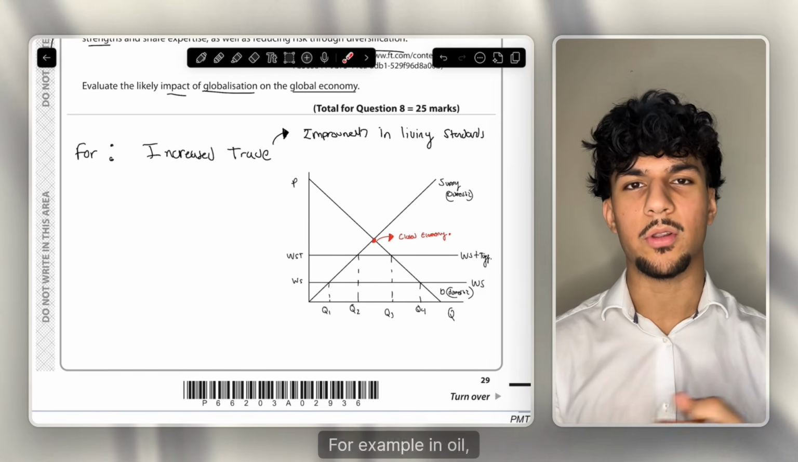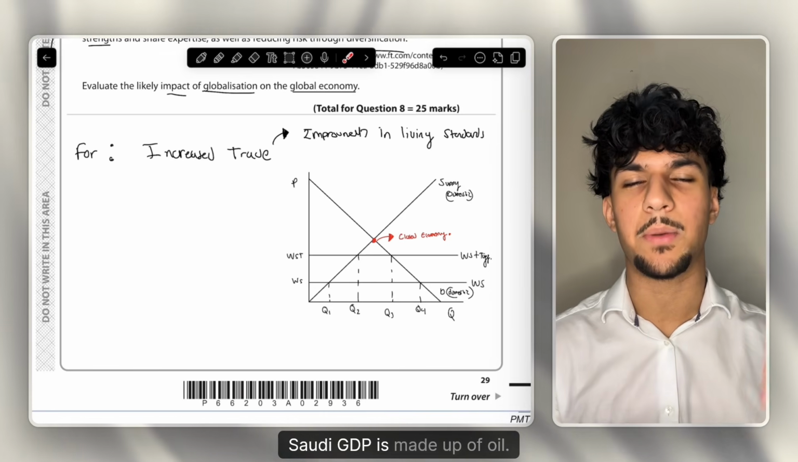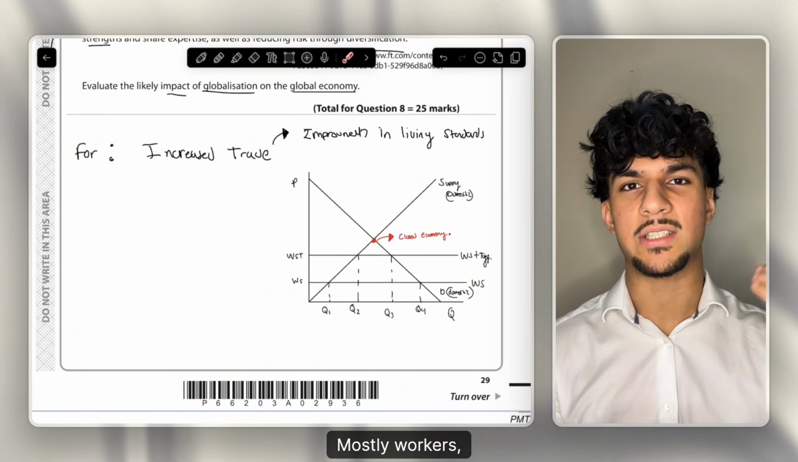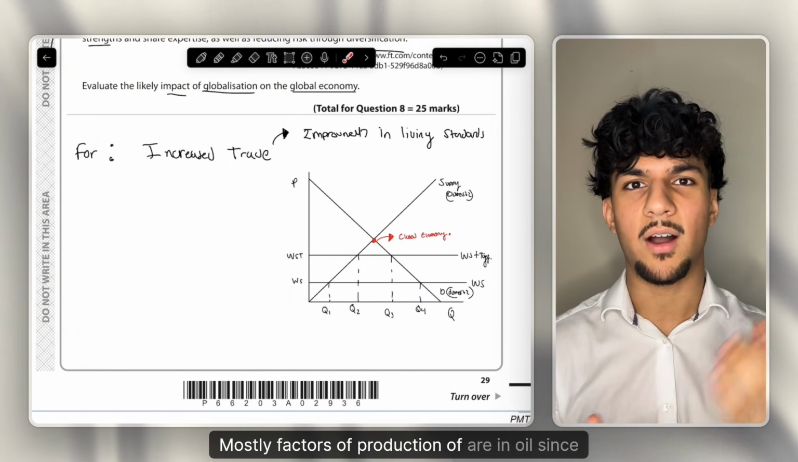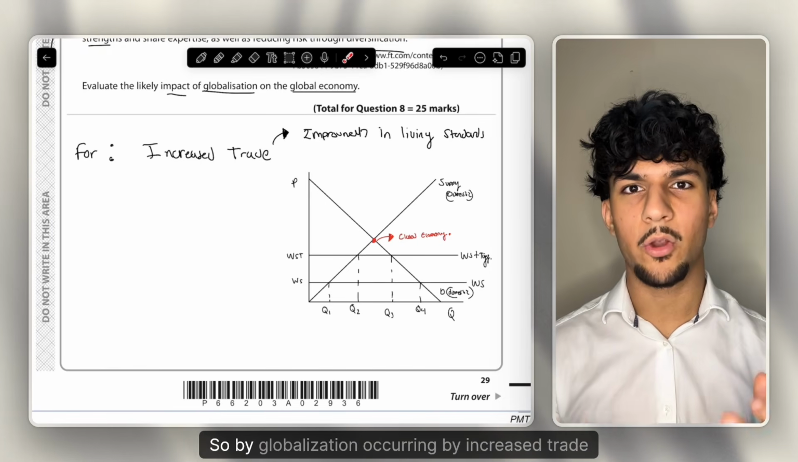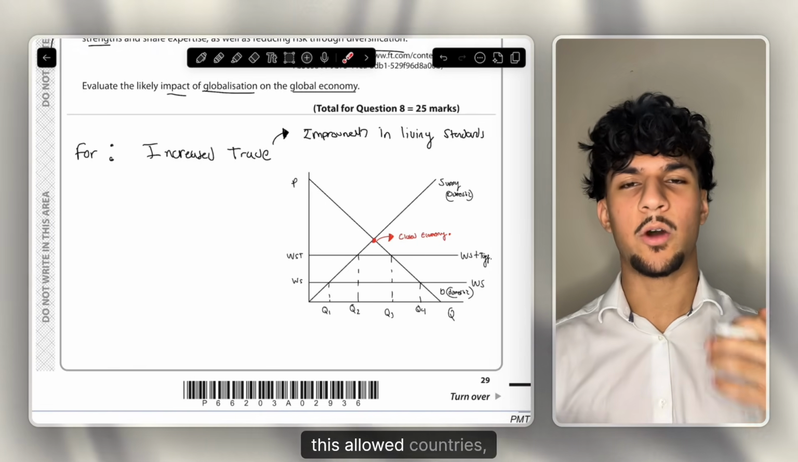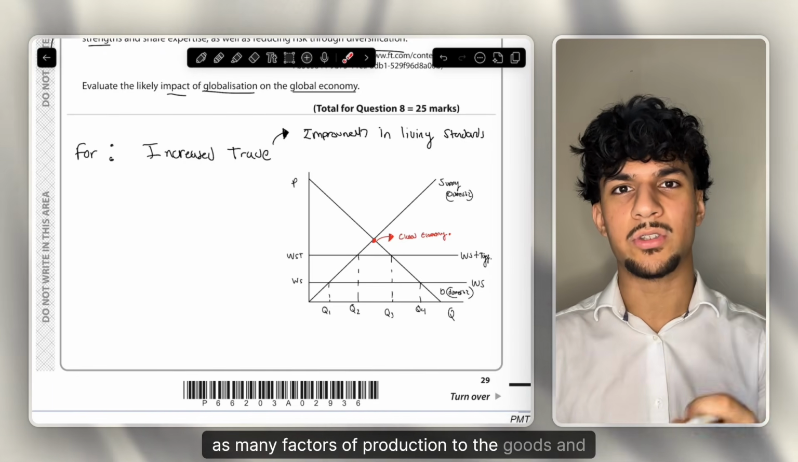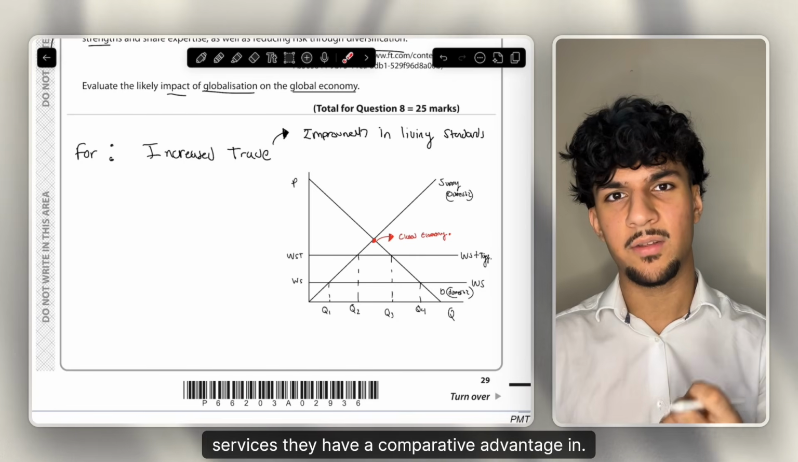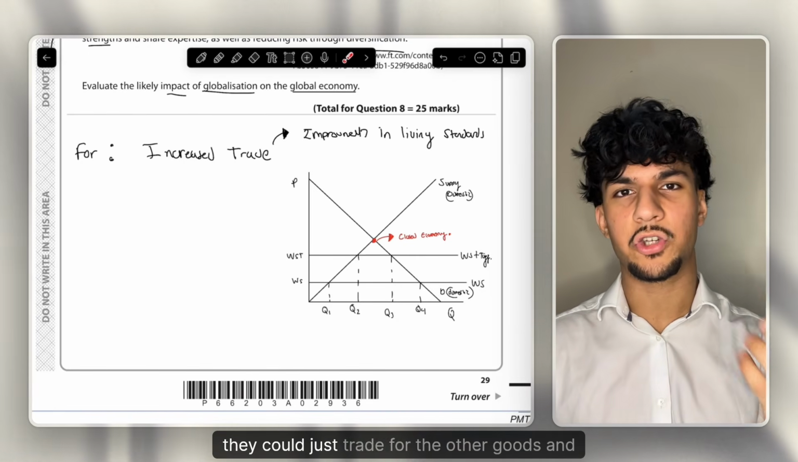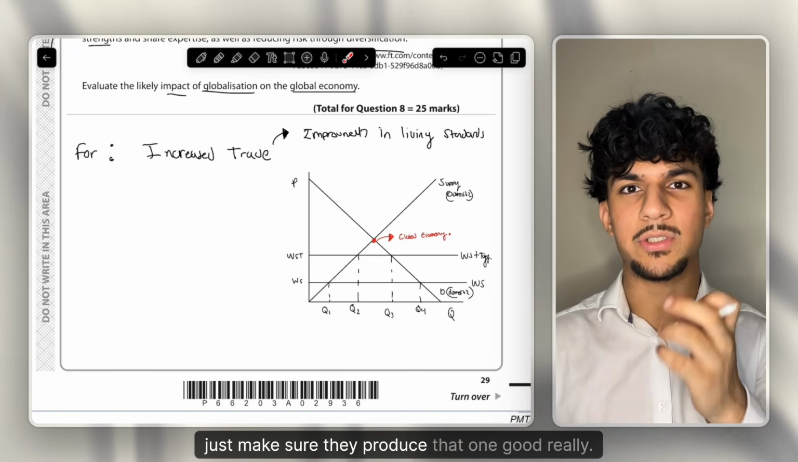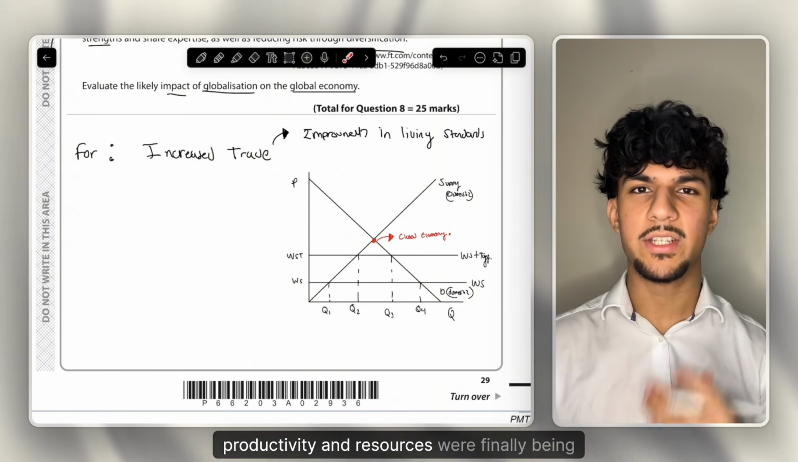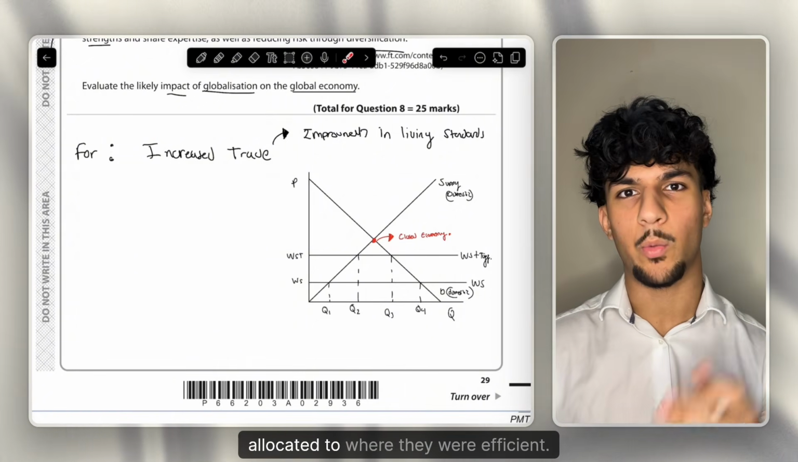For example, in oil, most of Saudi's GDP is made up of oil, but this is also seen in the demographic of their workers. Most of their workers, most of their machines, most of their factors of production are in oil, since that's what makes them the most money. So by globalization occurring, by increased trade, this almost gave countries a license to dedicate as many factors of production to the goods and services they have a comparative advantage in. As now, instead of having to produce everything, they could just trade for the other goods and just make sure they produce that one good really well. This of course led to massive increases in productivity, and resources were finally being allocated to where they were efficient.